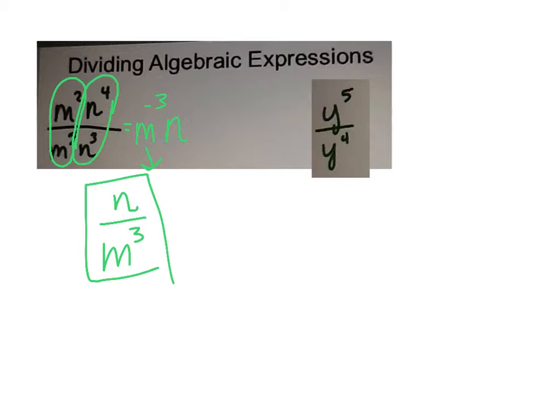Okay, so do it in chunks. The second example over here is y to the 5th power divided by y to the 4th power, which just gives us a regular y.